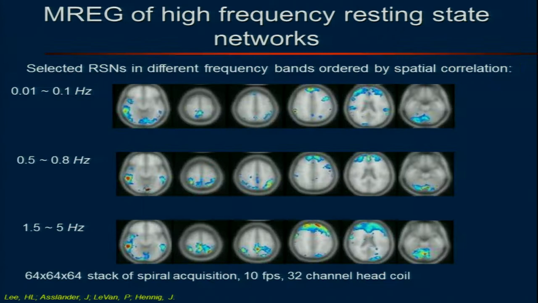So these are just some experiments of some correlated activations we found in the three frequency window ranges. And here I've selected a few networks which seem to appear at least qualitatively at all three frequencies. There are also quite a number of networks which seem to be more frequency specific. And I think both findings are, at least to me as a non-neuroscientist but scientist, pretty clear.